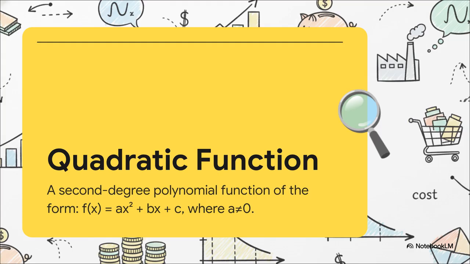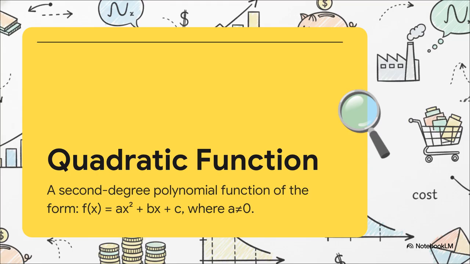The A, B, and C are our control knobs. They fine-tune the shape and position of our curve. We're going to talk a lot more about A in a second, but B often influences the slope, and C is typically our starting point, our y-intercept. In business, that's often a fixed cost, like rent.